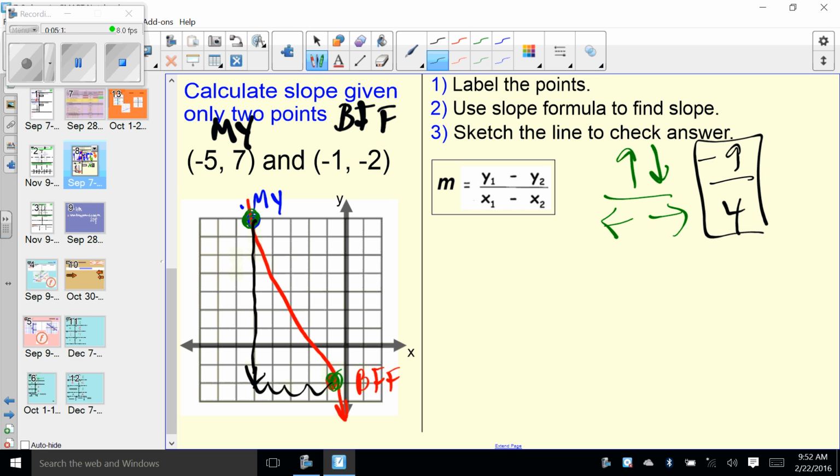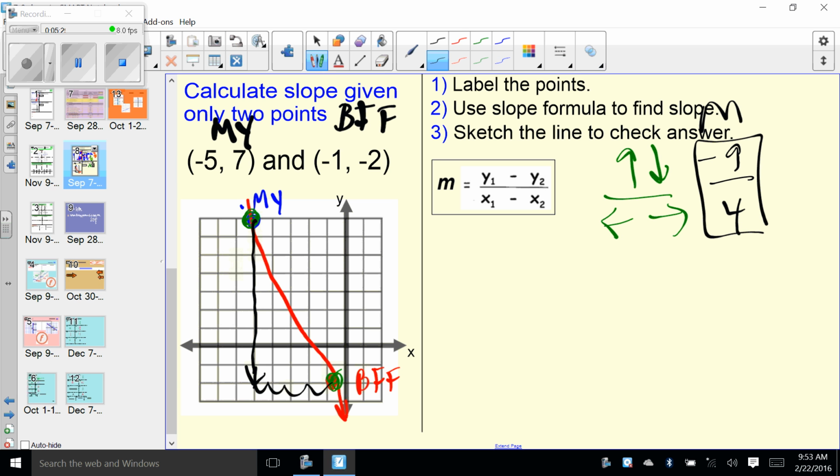Slope is -9/4. That's in lowest terms because I don't have any factors that come out of 9 that also come out of 4. Factors of 9 are 1, 3, and 9. The only thing that would come out of 4 is a 1, that is not helpful. So our slope then is -9/4.